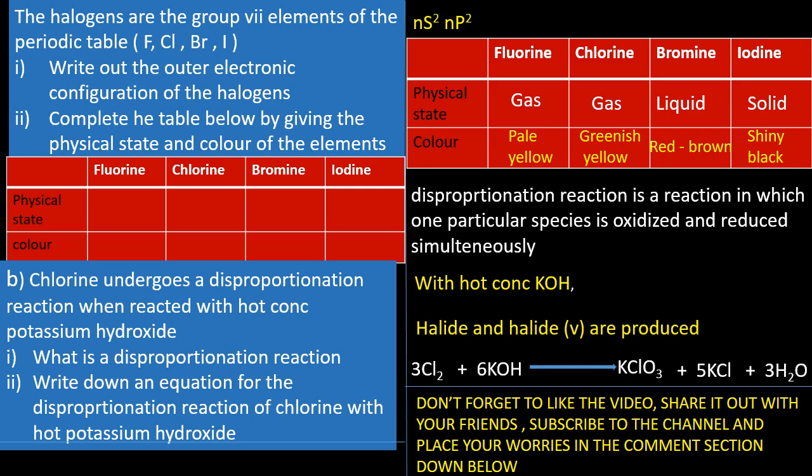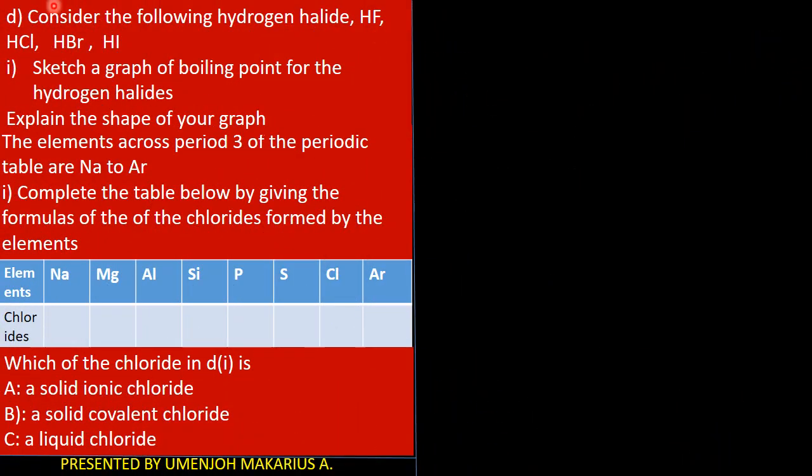Alright, let's look at the next slide, guys. Let's look at our next question. The next question is saying that we should consider the following hydrogen halides. They want us to sketch graphs of boiling points for the hydrogen halides. Then we should explain the shape of the graph. Then the elements across period 3 of the periodic table are sodium to argon. We should complete the table below by giving the formulas of the chlorides formed by the elements. Then which of the chlorides in D1 is a solid ionic chloride, a solid covalent chloride, a liquid chloride.